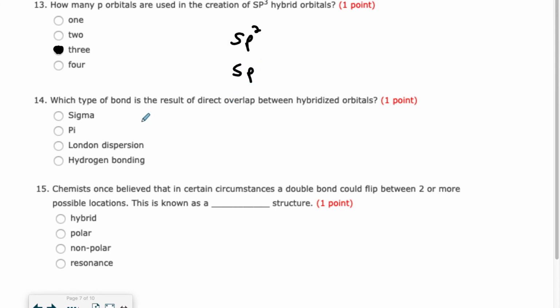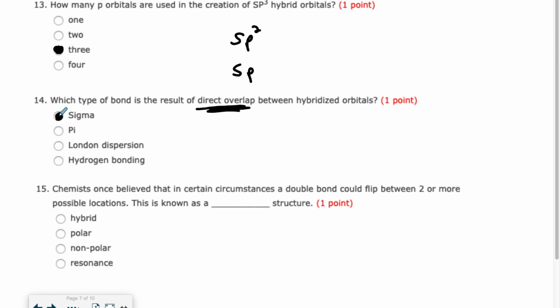14. Which type of bond is a result of direct overlap between hybridized orbitals? This is also something that was in that notes video that you were supposed to watch within week 1 of flexible learning. So if you did not watch that, please go back and watch that first. We want direct overlap here. So those are the first types of bonds which are made. They are the stronger of the two types.